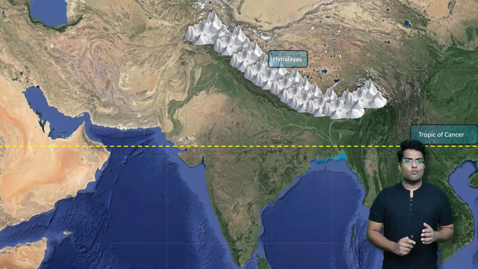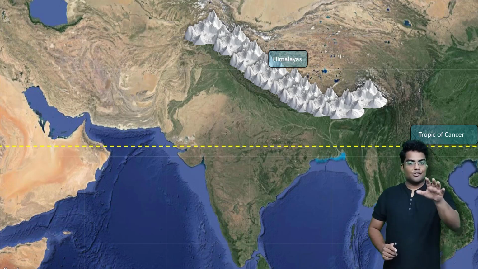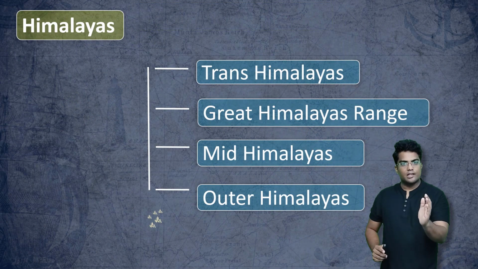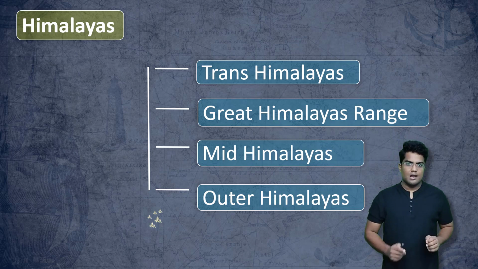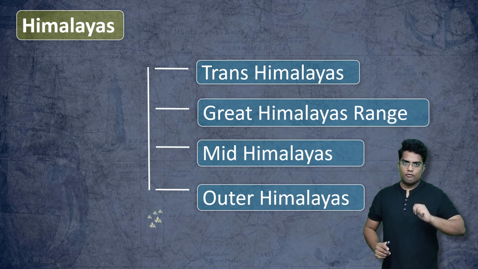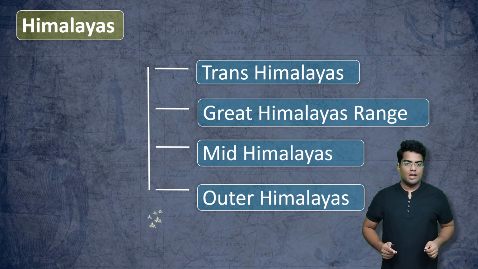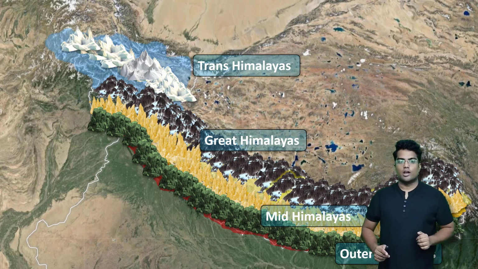This is because I want you to memorize a very difficult concept: the Himalayas are comprised of many different ranges. Essentially, the Himalayas are divided into four parts: the Trans-Himalayas, the Great Himalayas, the Mid-Himalayas, and finally the Outer Himalayas. There is one more range called the Northeastern Himalayas, which we will deal with later. For the time being, there are four: Trans, Great, Mid, and Outer. Easy. And this is how it looks.